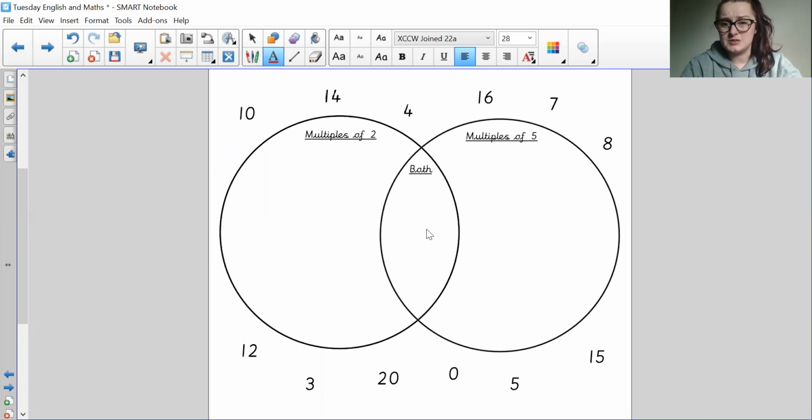Now, some numbers might not even fit into it, and if that's the case, then that's absolutely fine. What you do then is leave them on the outside just to show that they don't go into the Venn diagram. So let's have a try with this.